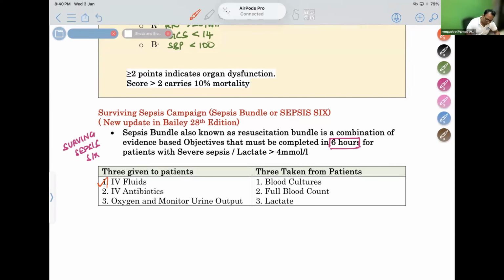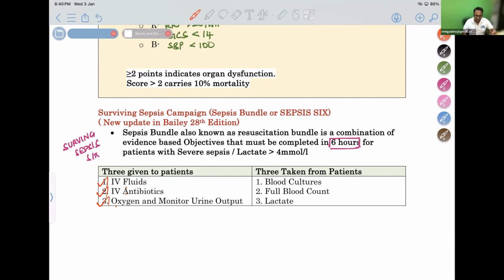I will give IV fluids, antibiotics, and oxygen. So fluid, antibiotics, oxygen are given because it's a septic shock. So I should give antibiotics.